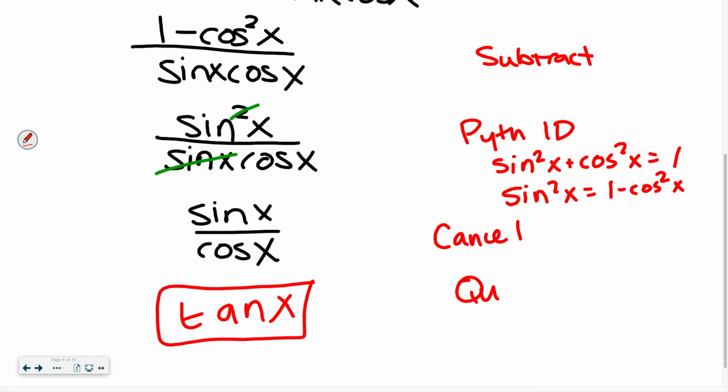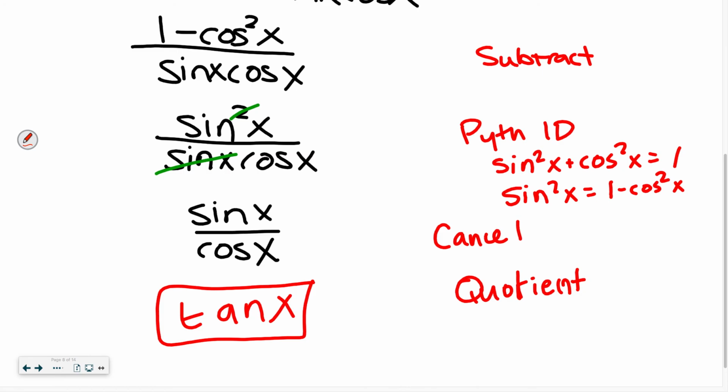That's our quotient identity. So that stuff that I had up at the top, cosecant x times secant x minus cotangent x? Who would want to do all that? You're really just doing your tangent x.